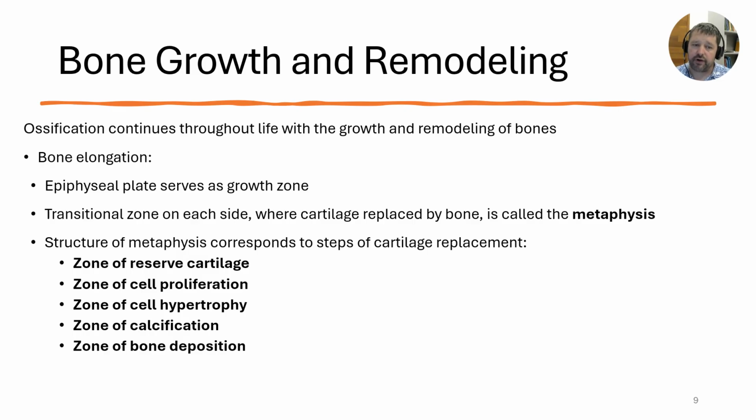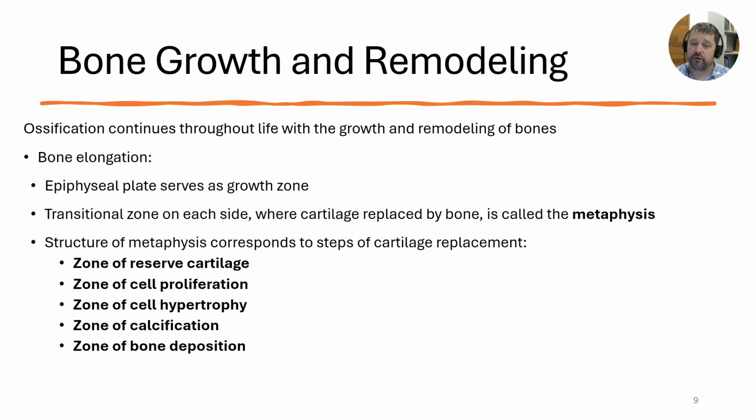So, five main zones. You have the first zone where you might have some stem cells, chondrocytes associated with this, where new cartilage is being developed and new cells are being generated. And then you have proliferation, so you have all these chondrocyte cells, these cartilage cells, making copies of themselves and just mass producing themselves.